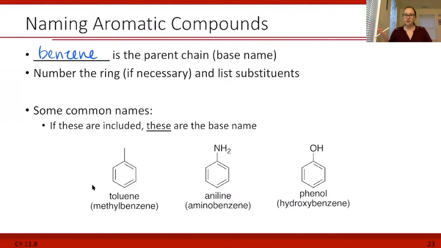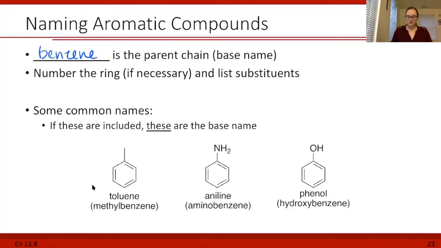So we're going to number to make it so that we have the lowest numbering that we can possibly have, and list the substituents the same way that we would for a cyclohexene or cyclohexane ring. The same rules apply here. However, there's a couple weird changes to the base name. So these particular molecules here, if you see them, this is actually the base name.